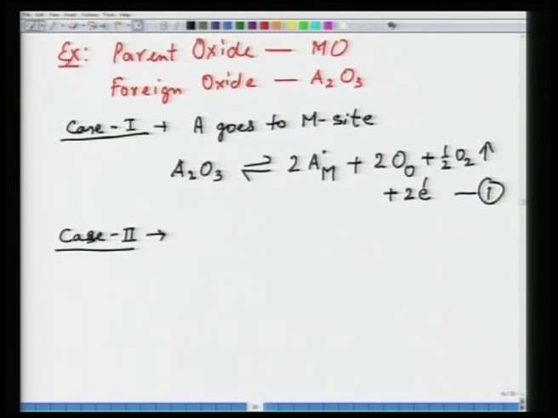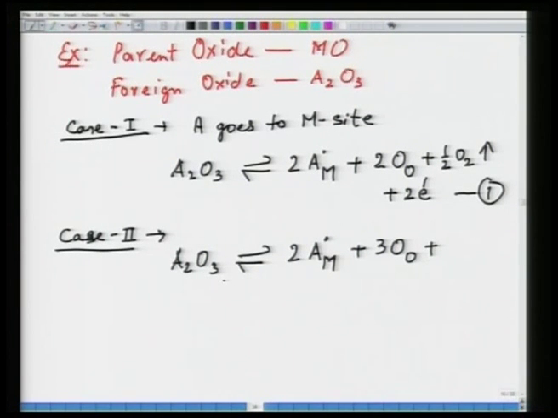Case 2. Now, here again you have A going to M site, but in this case all the 3 oxygens occupy oxygen site. So, let us see what happens here. So, A2O3: both the A's go to M site having one positive charge at each site, plus all 3 oxygens go to oxygen site. Now, both the A's have gone to M site, all the 3 oxygens have gone to oxygen site.